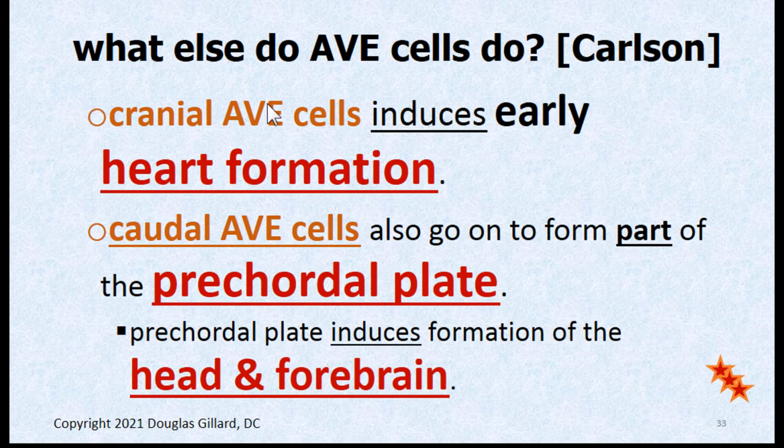If you get more specific, the cranial AVE cells form the heart, caudal AVE cells form the precordial plate, and the precordial plate is part of the brain; the brain is formed from the precordial plate. So basically the heart and the brain come from these AVE cells. So they're really, really important cells.